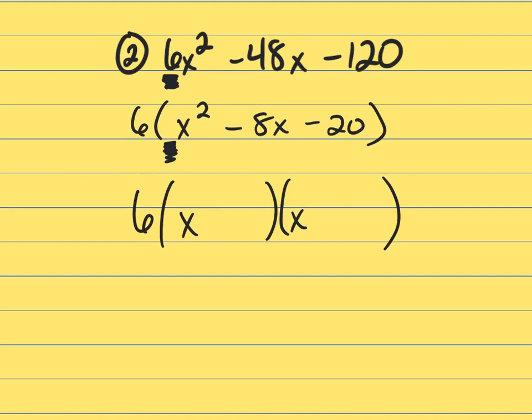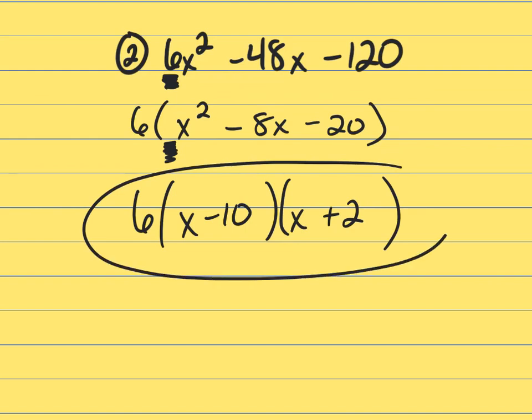So we need 2 numbers that multiply and give me negative 20, but when you combine them, you get negative 8: negative 10 and positive 2. So this is my answer.